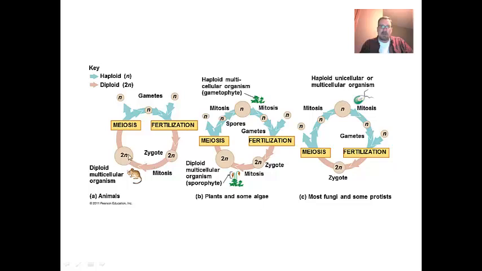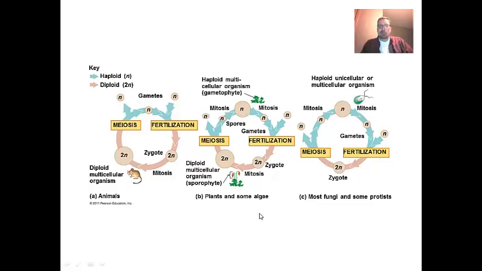So you can see just by looking at the amount of time spent in the life cycle that we spend our life cycle mainly as a diploid organism, only using meiosis to form gametes, where fungi and some protists spend their life cycle haploid and only use meiosis to become that haploid organism, mitosis to grow, and then the fertilization is only to have that zygote moment.